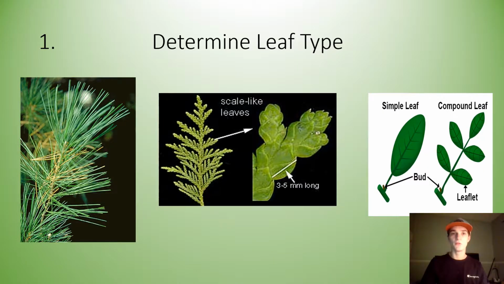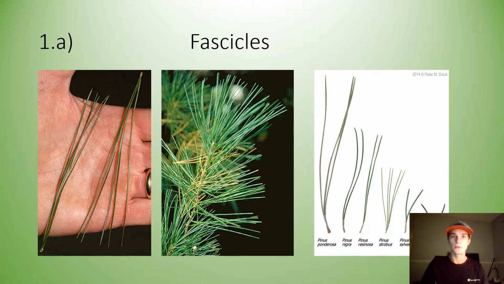The first step is to determine what type of leaf it is. There are three main different types of leaves: fascicles, scales, and broadleaves. Fascicles are a bundle of needle-like leaves. They normally belong to the pine family and can come in different lengths and numbers.